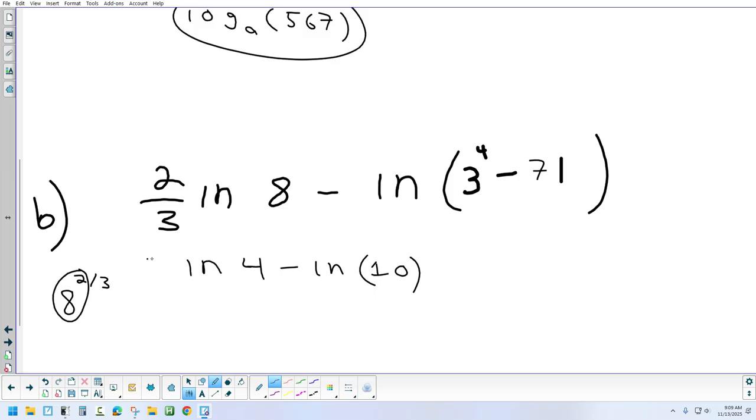And now our last step, when we merge those two ln's together, what's going to be my argument inside the parentheses? Yep, 4/10. And what is 4/10 reduced to? 2/5. Yep. There you go. So that's the natural log of 2/5. Any question on that one?